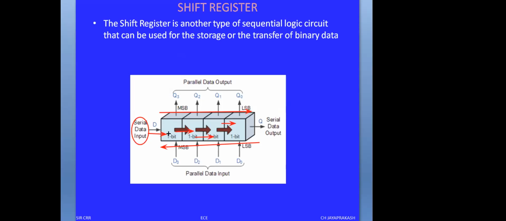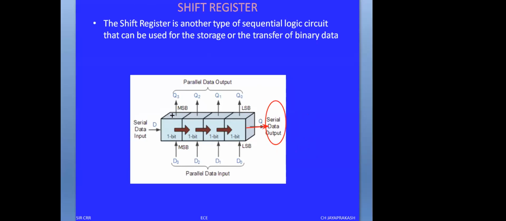Similarly, once I have input the data, I can read the data. When I enter the data serially, I can read the data either as serial output. Since I entered from the MSB, I can read from the LSB, that is, I am reading the data serially from D0. Reading means taking the output. Serial data output means we are reading the data from the register, and we can read the data from the register either from D0 or from D3, reading serially.